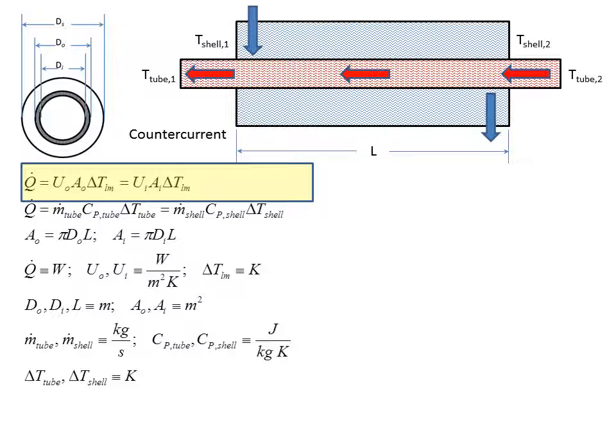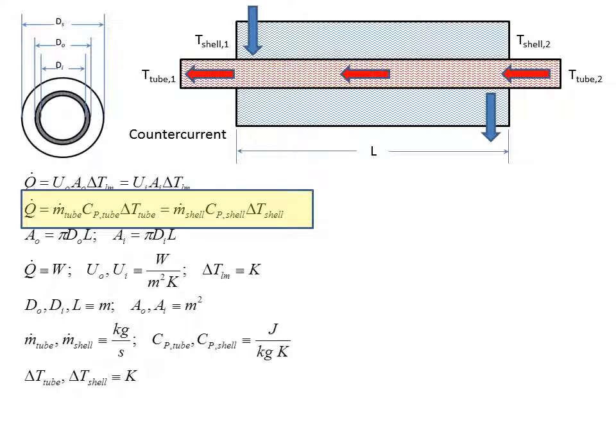Or our heat transfer can be modeled using the inside heat transfer coefficient of the tube, the inside surface area of the tube, and the same delta T log mean driving force. An energy balance on both fluids shows us that the heat transfer is also equal to the mass flow rate going inside the tube times the heat capacity of the fluid in the tube times the change in temperature of the tube fluid, and that should equal also the mass flow rate of the shell fluid, heat capacity of the shell fluid, and the temperature change of the shell fluid.